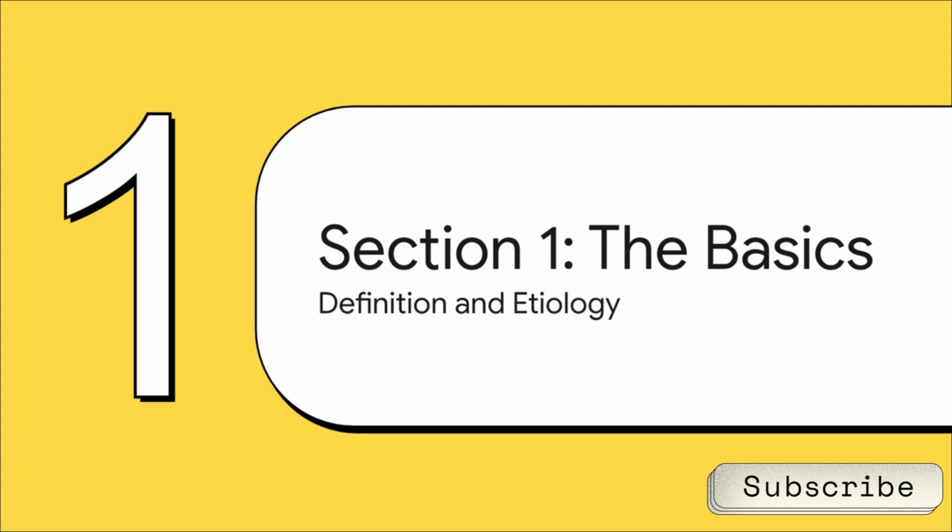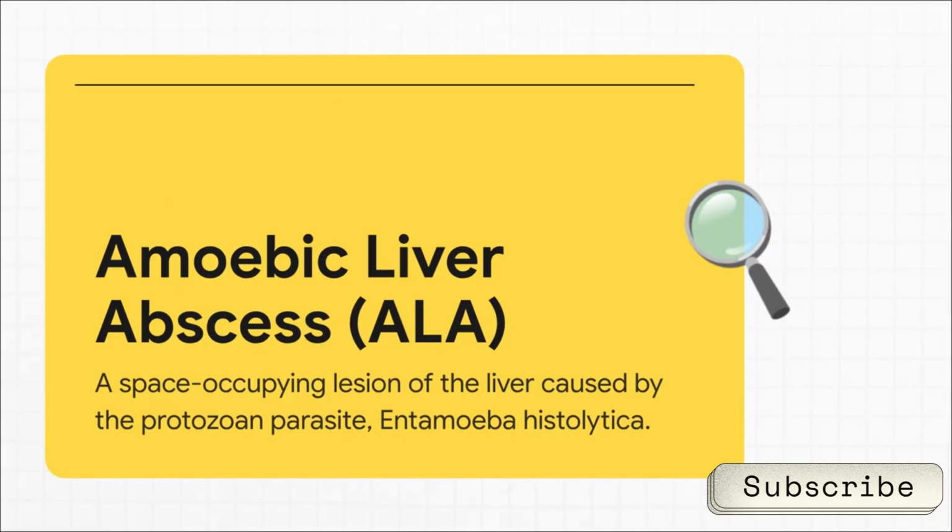All right, section 1, the basics. So what exactly is an amoebic liver abscess and where does it come from? At its core, an amoebic liver abscess, or ALA, is basically a collection of pus in the liver, but it's not from bacteria. It's caused by this little protozoan parasite, Entamoeba histolytica.